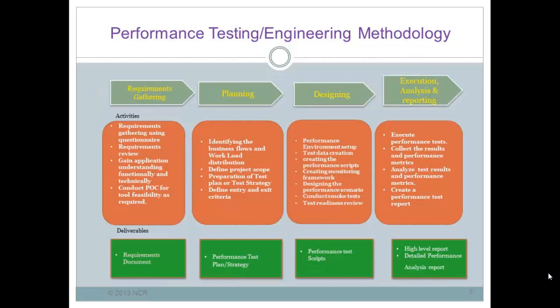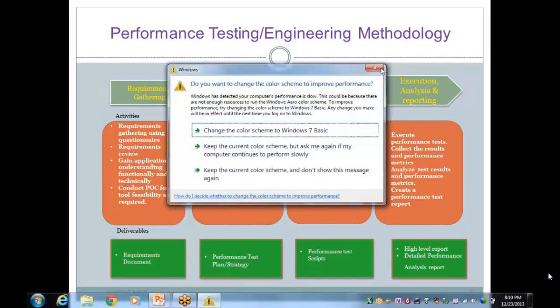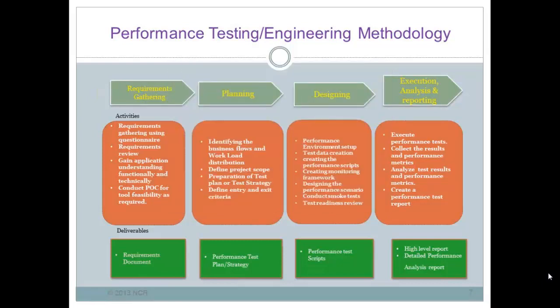So what are the things we do in the requirements gathering phase? What are the activities involved? In the requirements gathering phase, we'll send a questionnaire to the customer. That questionnaire will contain the application details, software stack details, hardware resource details, the architecture of the application, what type of test the customer is expecting, what user load they are expecting currently, and what user load they are expecting two or three years down the line.